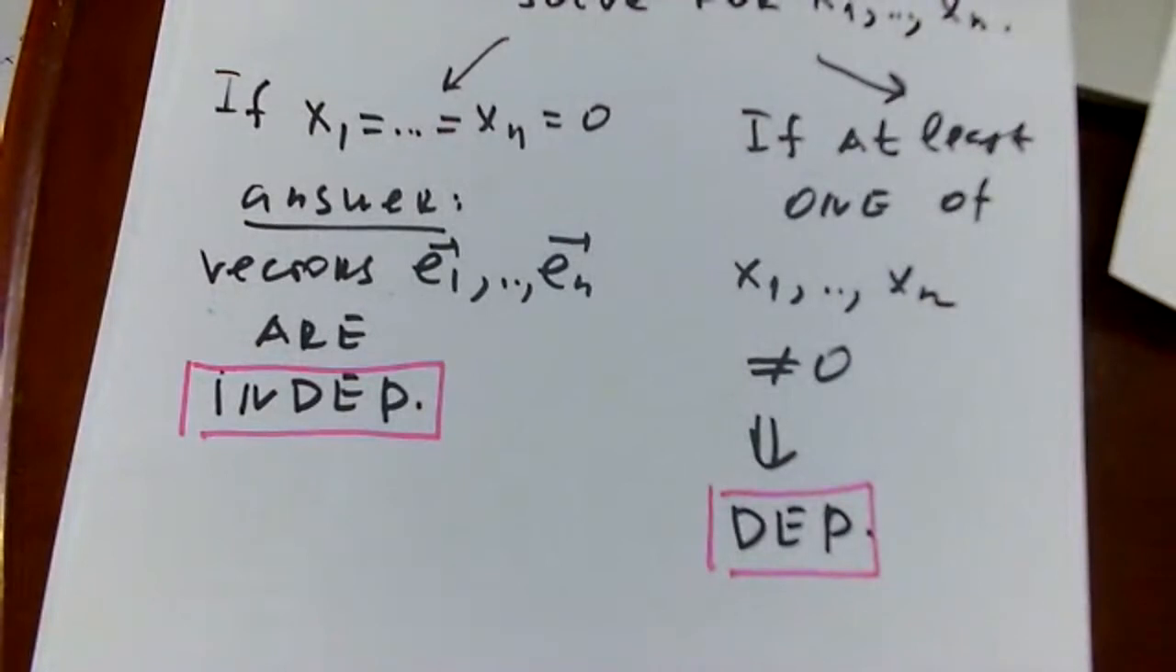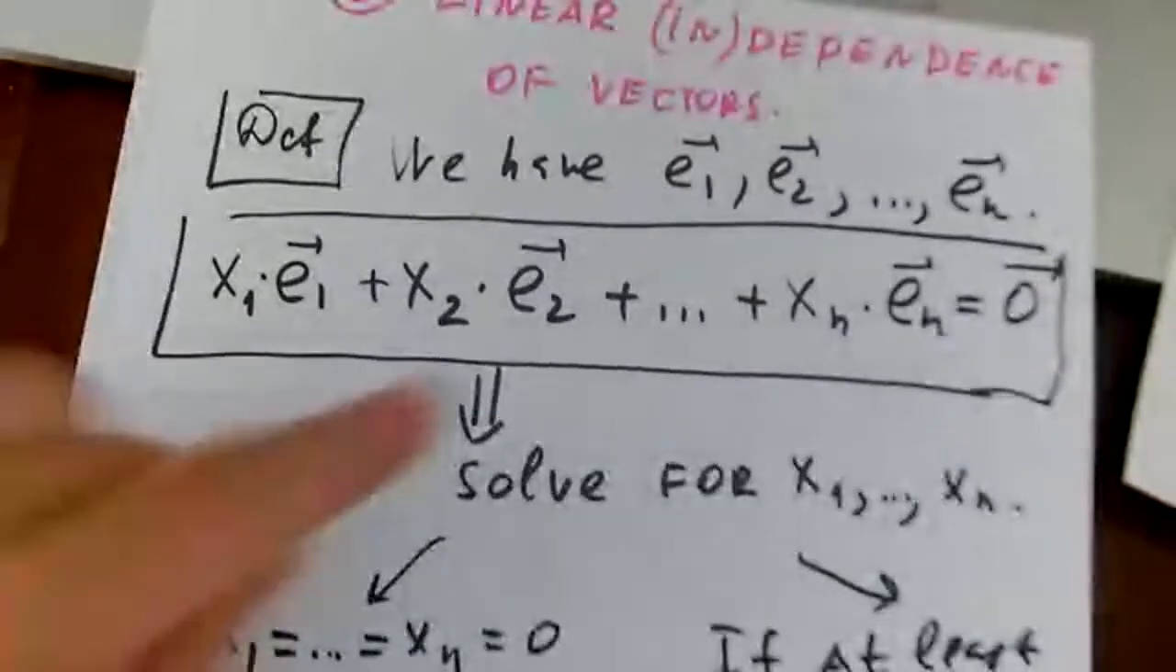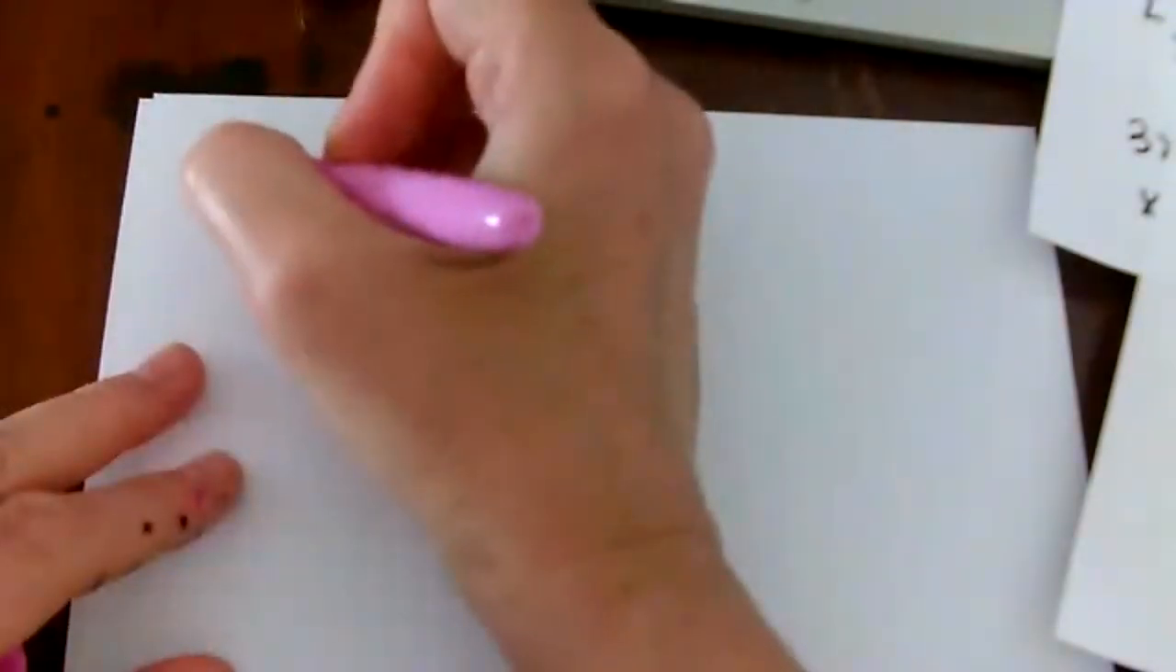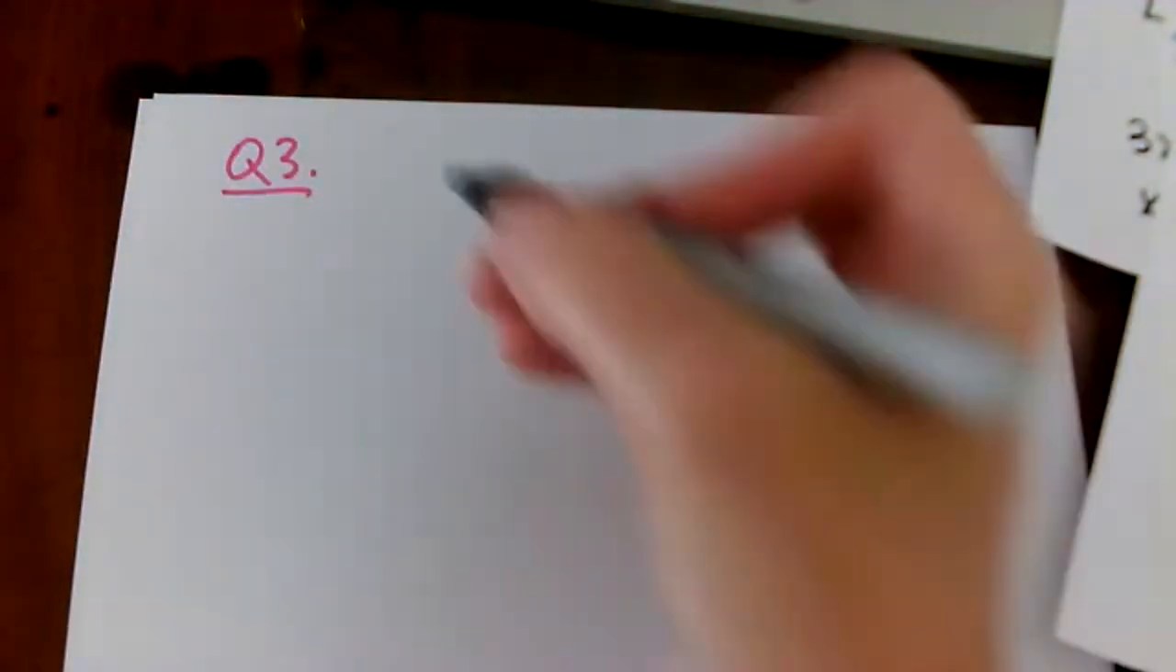So in theory, it looks very nice, very easy. But in practice, it looks like we'll have to deal with a system of linear equations. So let's go for one example. I took it from your tutorial sheet, but I don't remember the number. It was question 3, if I'm not mistaken. It doesn't matter so much, actually.